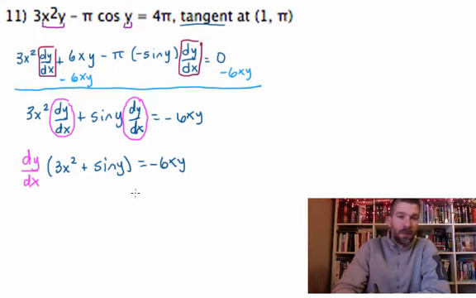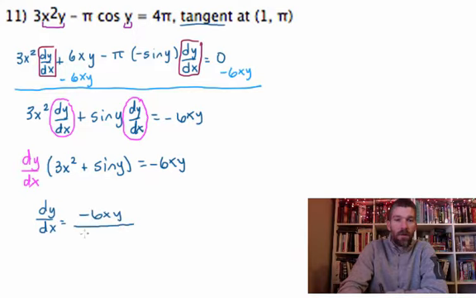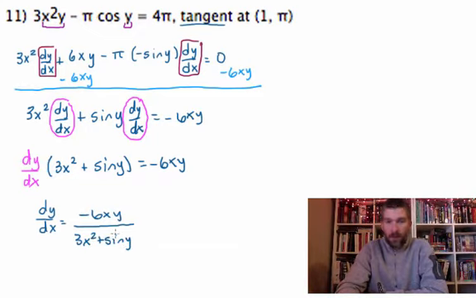And to finish, we would just divide both sides by 3x squared plus sine y. That's all we have to do. So dy/dx, the derivative, is equal to negative 6xy over 3x squared plus sine y. Okay? And what does this mean? This means that I can now find the slope of a tangent line at any point on this equation, 3x squared y minus pi cosine y equals 4 pi. I can find a slope anywhere on this equation now.